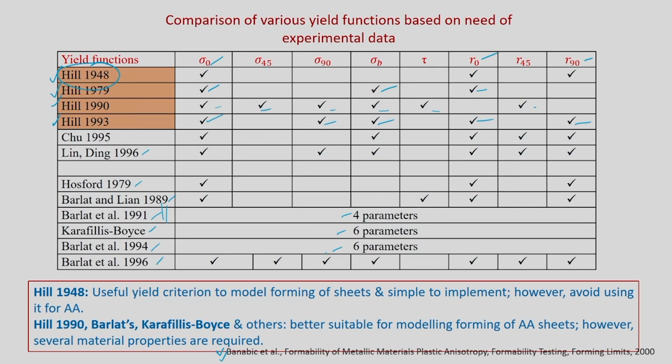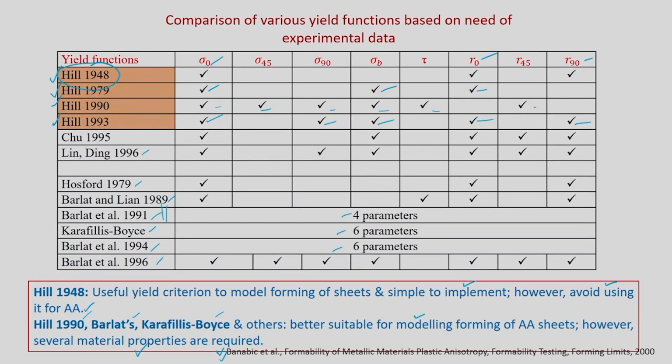So there are several such yield functions available which can predict the forming behavior accurately. Again, it is just a recommendation that Hill 1948 is a useful yield criterion to model forming of sheets and simple to implement because properties can be evaluated easily. However, avoid using it for aluminum alloy forming. For aluminum alloy, one can use Hill 1990 or Barlat's yield function, anyone, or KB's or others, whatever is available and better suited for modeling aluminum alloys. However, several material properties are required. So you have to be a little bit careful which one to use to predict what.